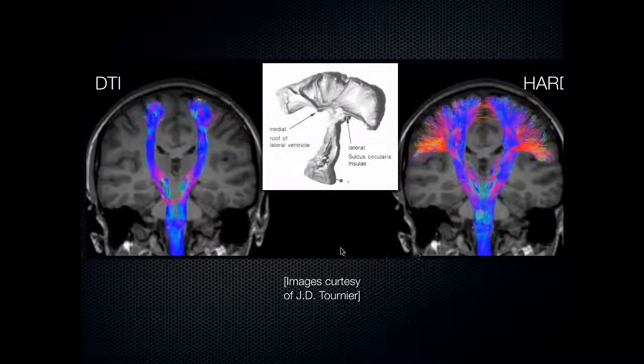Another example here where a DTI tracking seeded from the brainstem will typically just get a very straight corticospinal tract to the feet area, whereas a HARDI tracking technique based on crossing fibers will be able to fan out and get the hand, mouth, hand, and feet areas.